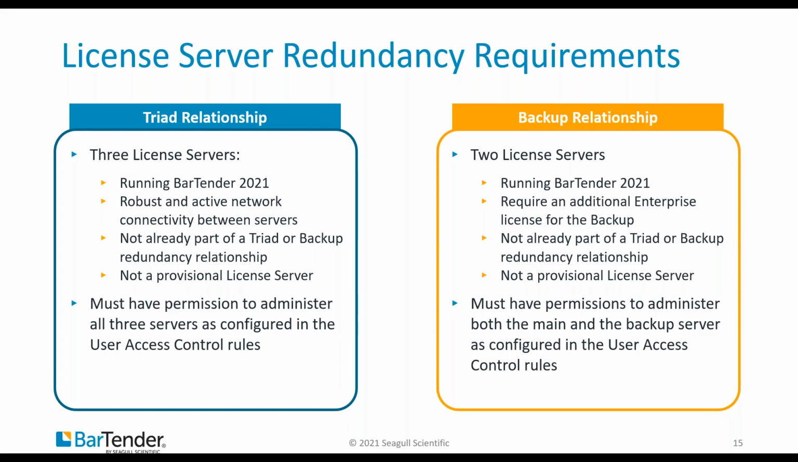So with regards to the requirements, what are the requirements for setting up the 2 forms of redundancy relationships? For the Triad relationship, the 3 license servers must be running BarTender 2021 Enterprise Edition or newer. So 2021 is our latest version. Must have good network connectivity between the 3 license servers. They can't already be a part of an existing Triad or backup relationship.